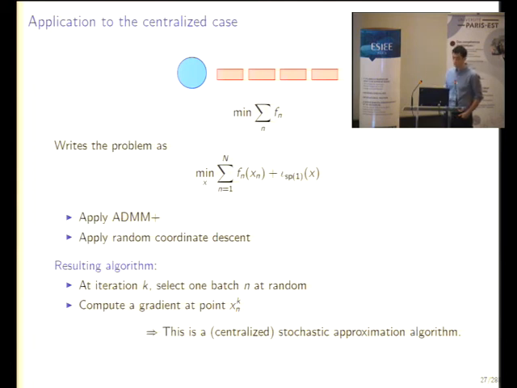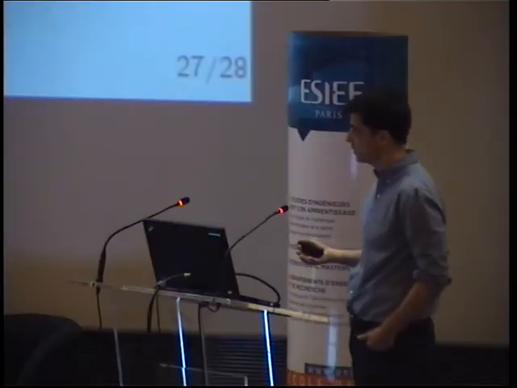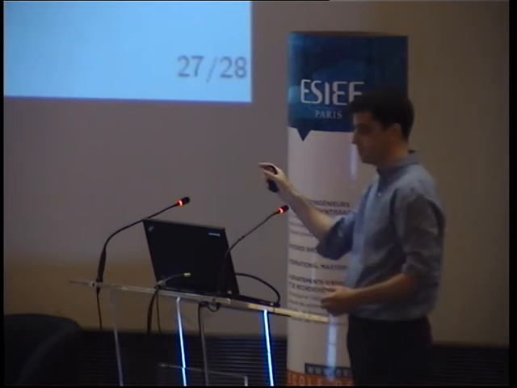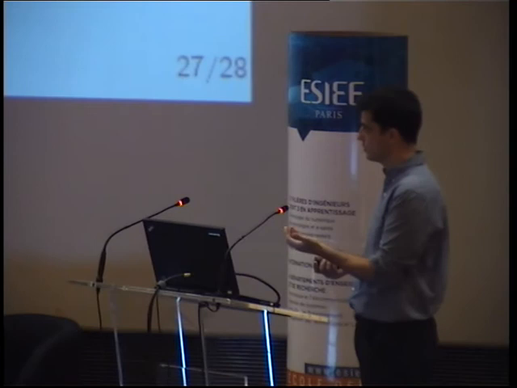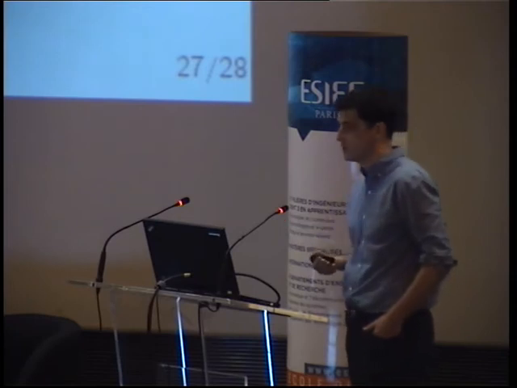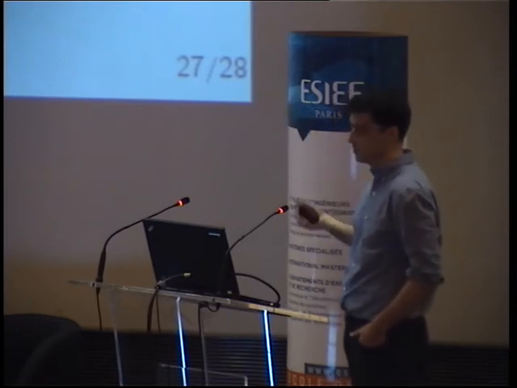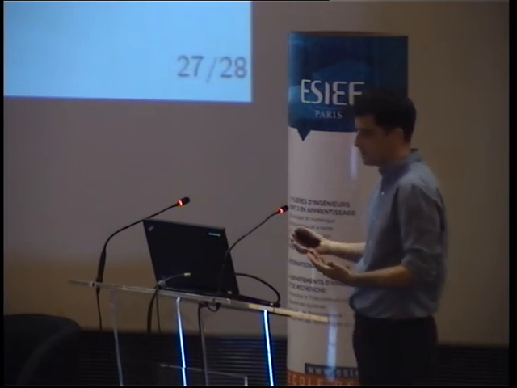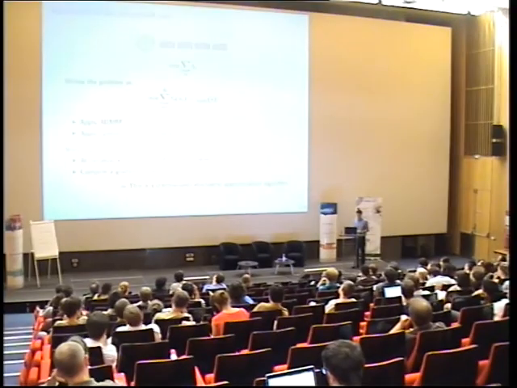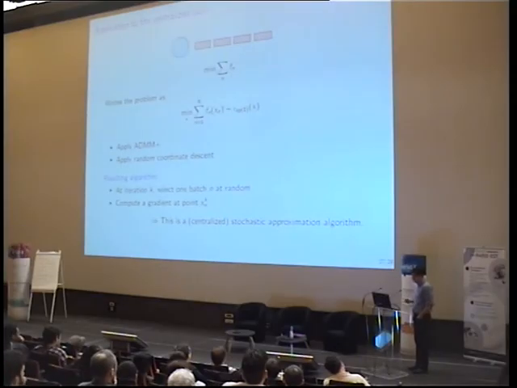On top of that, I can apply the idea of random coordinate descent, and I will get an algorithm. And this algorithm works that way. At each iteration, we select one batch at random and compute a gradient of the function at the point x_k. So this is very similar to a stochastic approximation algorithm. In fact, the algorithm that we get can be cast into the family of stochastic gradient descent or stochastic average gradient, which has been proposed by Nicolas Le Roux and co-authors, or a recent work also by Julien Mairal, which Francis Bach referred to just one hour ago.